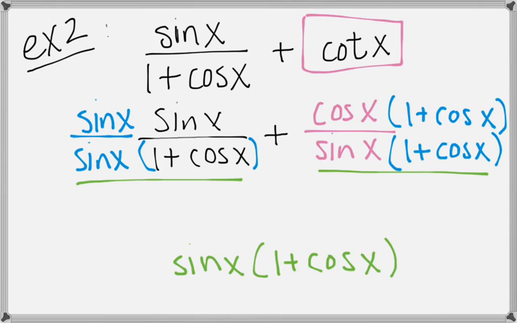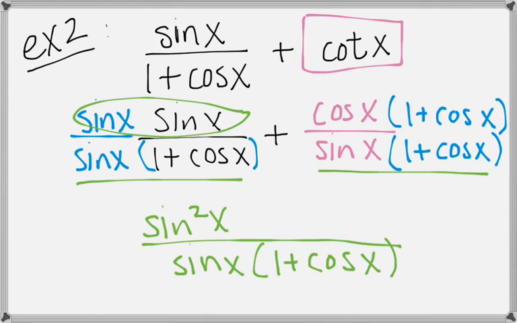What is the sine of x times the sine of x? Sine squared of x. So I multiplied these together and I got sine squared of x. What's the cosine of x times 1? Cosine of x. And what's the cosine of x times the cosine of x? Cosine squared of x.